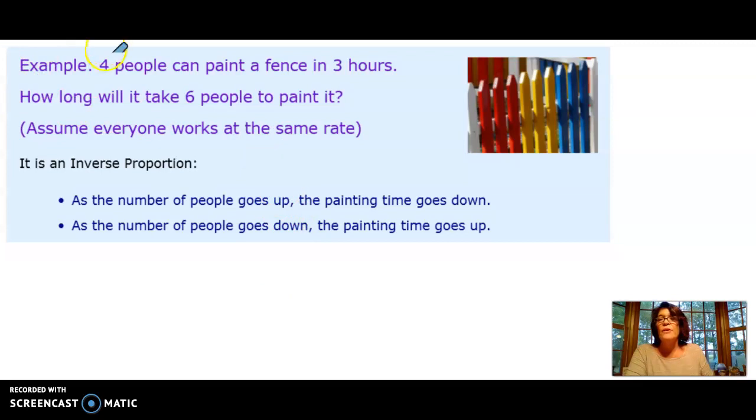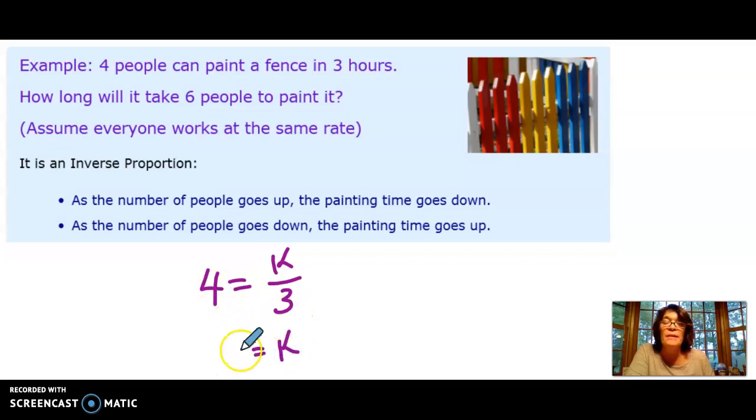All right, so 4 people can paint a fence in 3 hours. They're inversely proportional, so 4 equals some constant over 3. My constant ends up being, let's see, multiply both sides by 3, 12. So the number of people equals 12 over the number of hours.